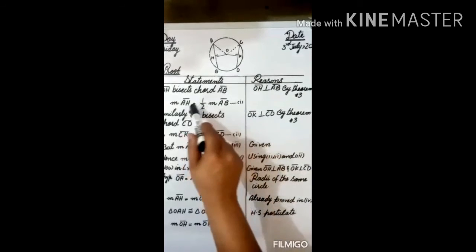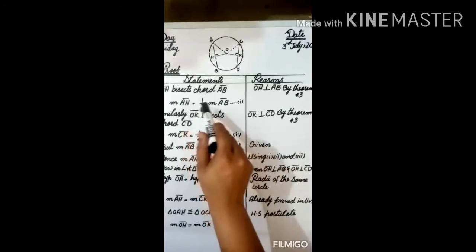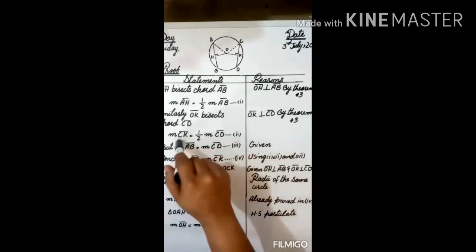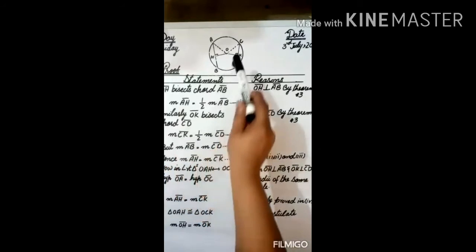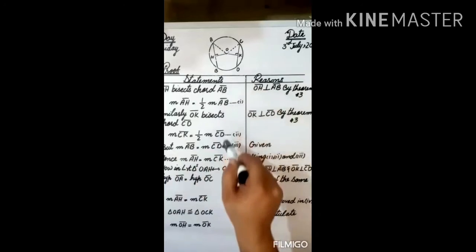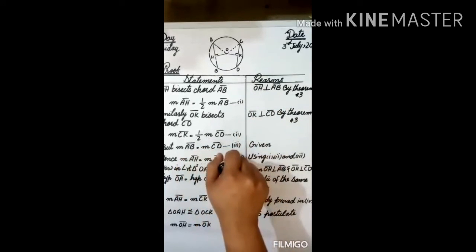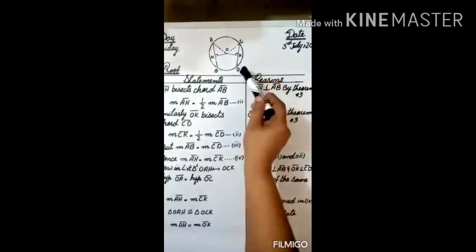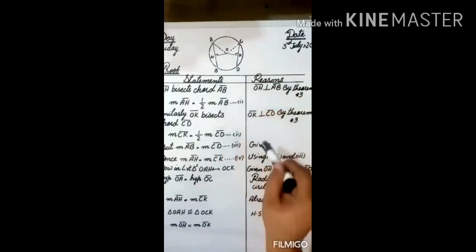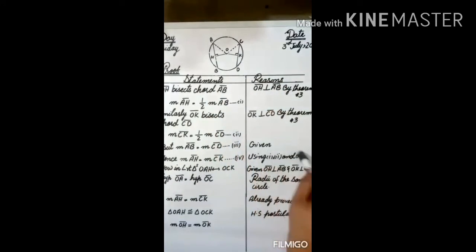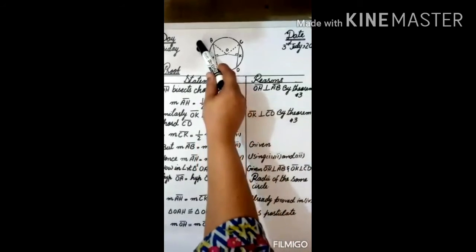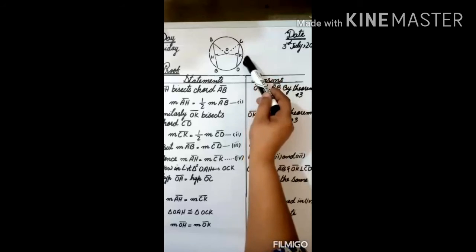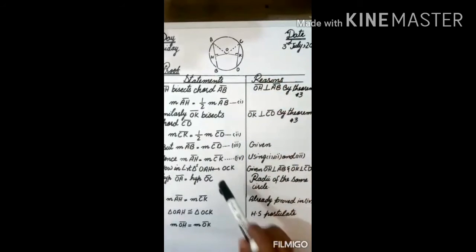In 1, they are saying that measurement AH is equal to half of AB. And in equation number 2, we are saying that measurement CK is half of CD. And in the third equation, we are saying that AB is equal to CD. Then by using equations 1, 2 and 3, we can say that AH is equal to measurement CK. This is equation number 4.